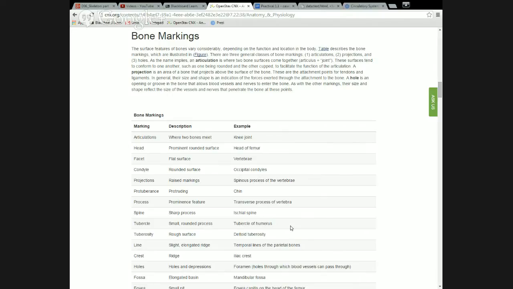The humerus, on the other hand, doesn't have the same kind of curve to it because it's not going to do that same kind of thing. And it doesn't get as long because it doesn't have to grow to support a lot of body weight.